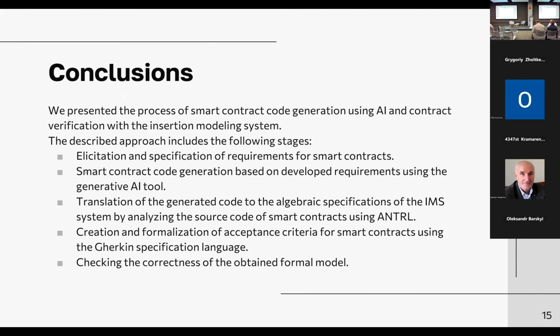And conclusions. In this study, we presented the process of smart contract generation using artificial intelligence and smart contract verification with the insertion modeling system. The described approach includes the following stages: the gathering and specification of requirements for the smart contract, code generation based on developed requirements using the generative AI tool, translation of the generated code into the algebraic specifications of the IMS system by analyzing the source code of the smart contract, creation and formalization of acceptance criteria for the smart contract, and checking the correctness of the obtained formal model. So in the course of this work, we check the model reaches the specified goal state, which indicates the implemented functionality of the smart contract meets the specified requirements and acceptance criteria.